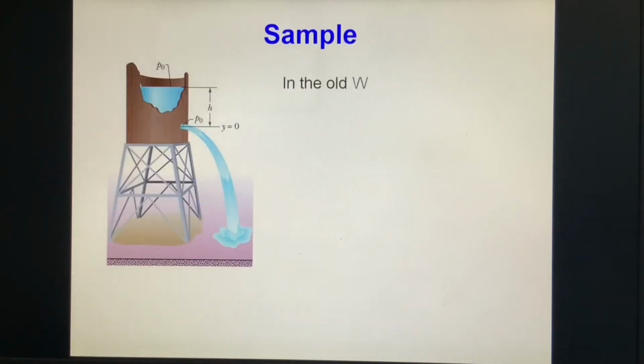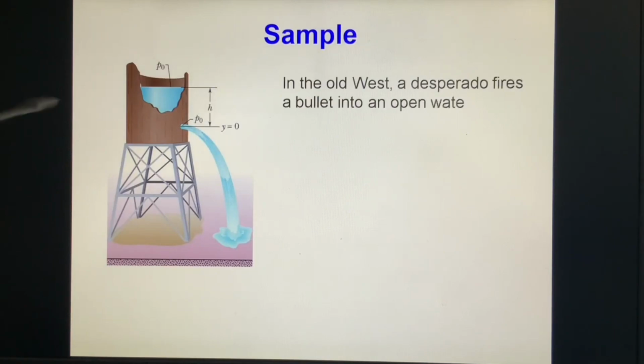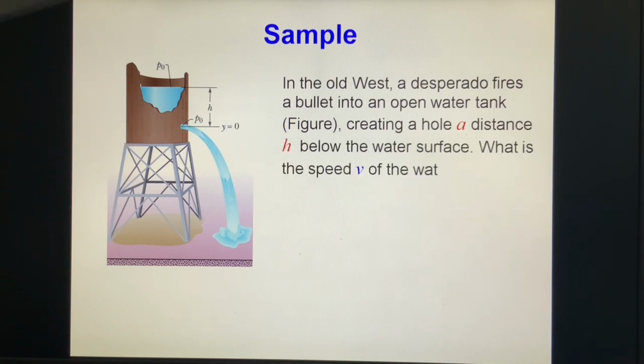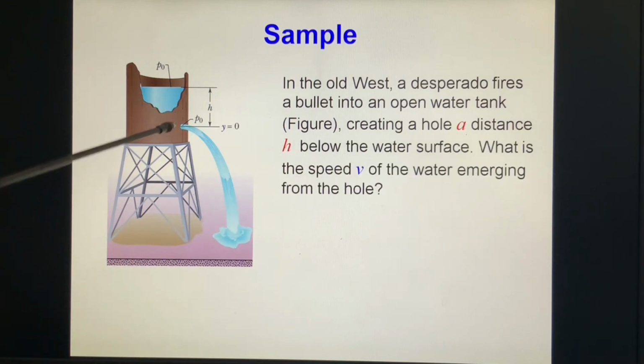Sample. In the Old West, a desperado fires a bullet into an open water tank, because water is so crucial in the desert. It creates a hole a distance h below the water surface. What is the speed v of the water emerging from the hole?